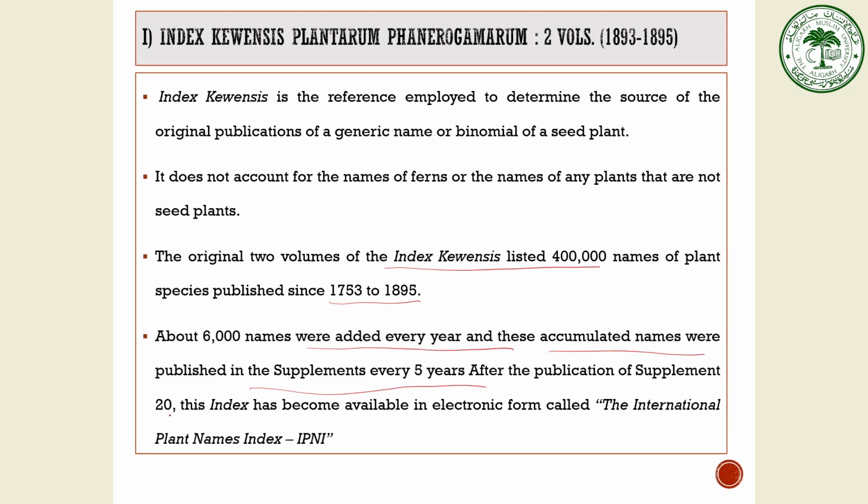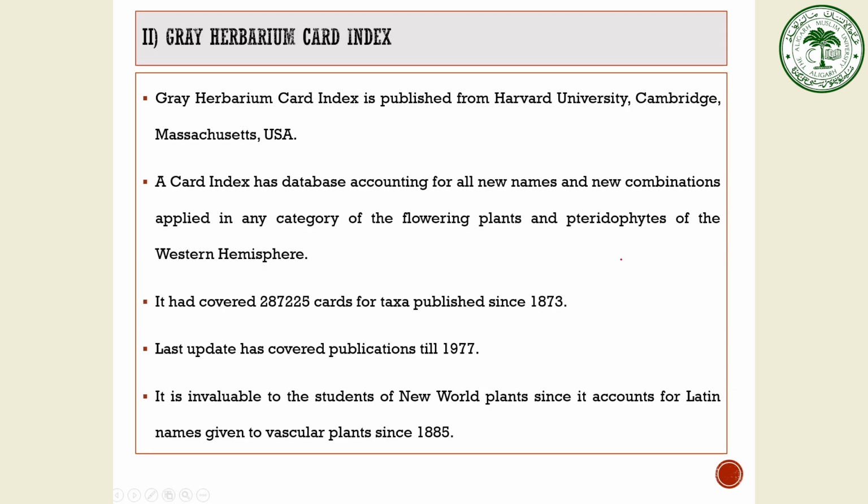The supplements already number 20. This index is available electronically as the International Plant Name Index, that is the IPNI. So if you would like to study a particular plant, you can just search the IPNI. It will give you the publication links, so you can easily access that publication from this one document, the International Plant Name Index. You can see it is very helpful for quickly reaching your desired plant specimens.